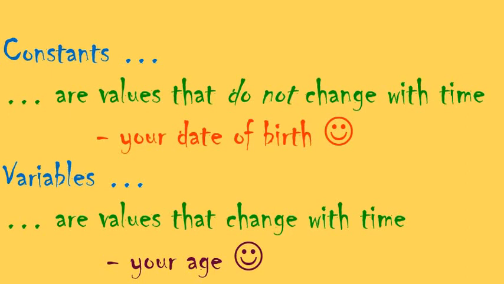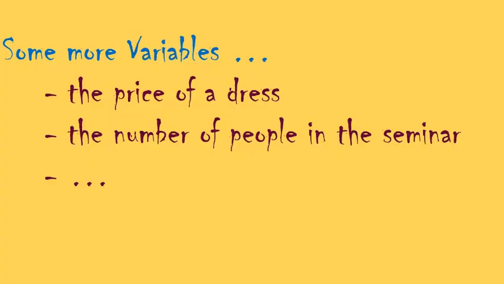Let's think once more. Then we get to some other variables like the price of a dress or the number of people who came to the seminar, because the number of people who attended the seminar cannot always be the same. And there can be other variables as well.